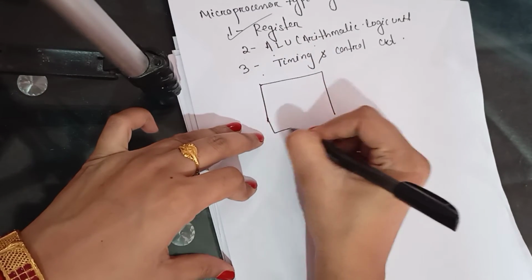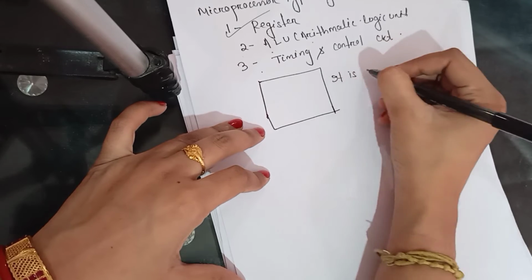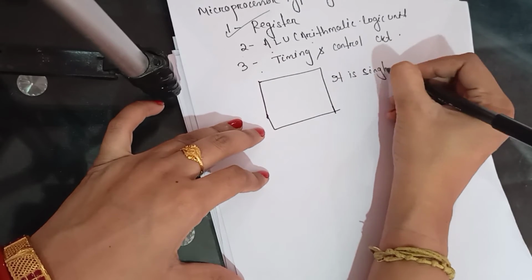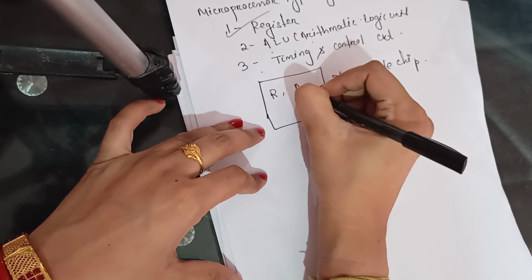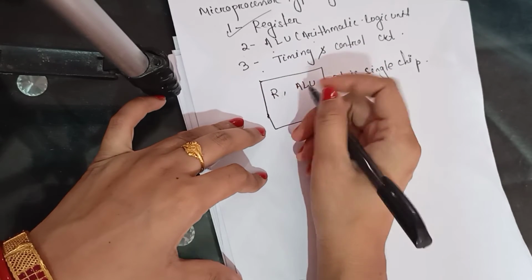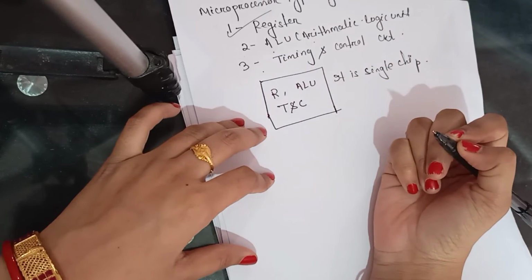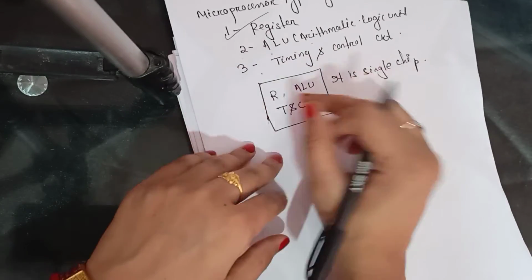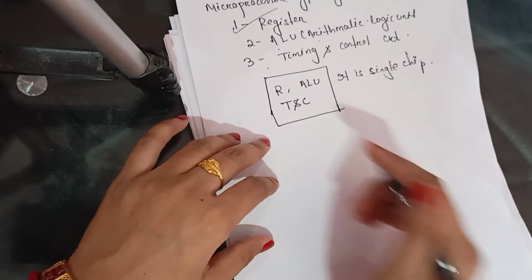Okay, then I have already told you it is a single chip. This is your microprocessor chip. Inside this chip, your register, arithmetic logic unit, and timing and control circuit are present. Not outside. Inside this chip, these three components are present. Okay, then let's start. What is your register?